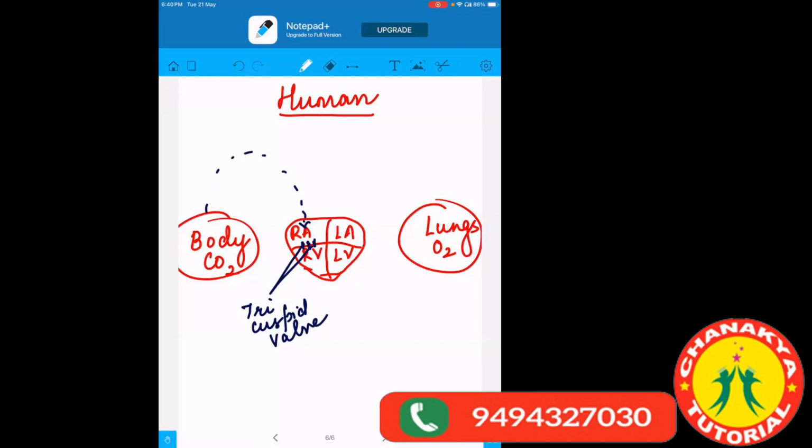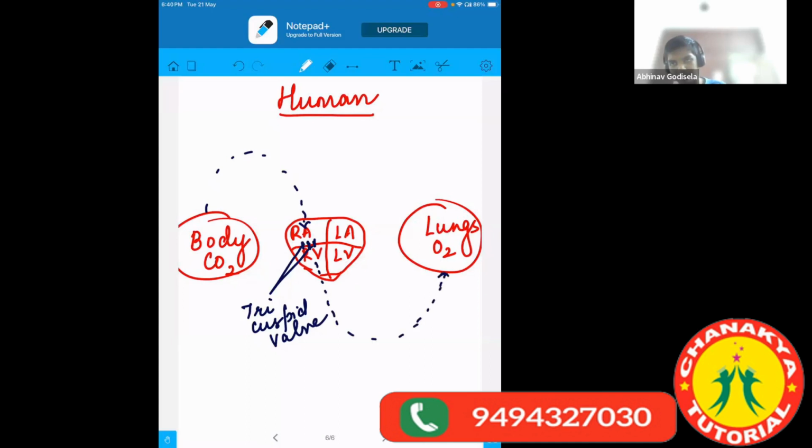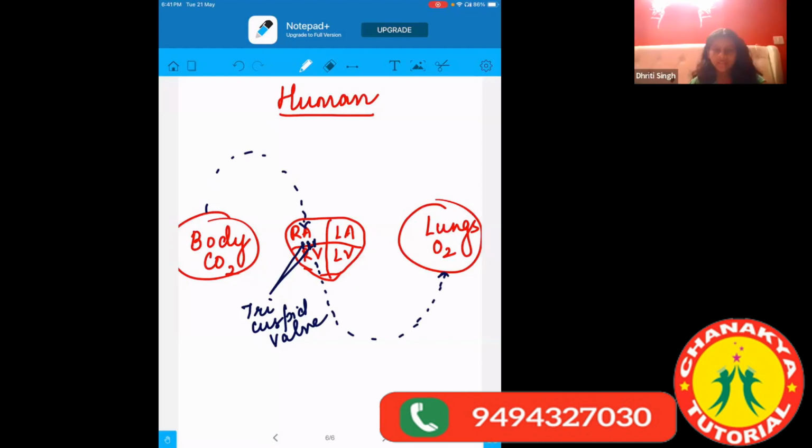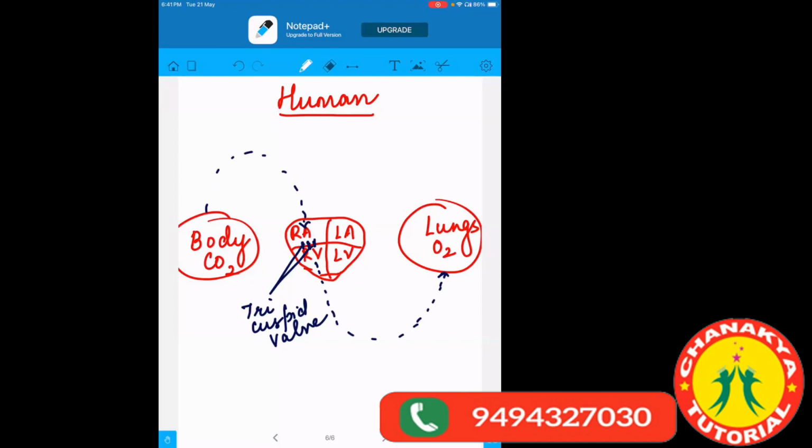Now, once this right ventricle gets full of blood, where will they give it? Lungs, children. Where will they give it? To the lungs. See, from the body, they have given to the right auricle. Once the right auricle was full of blood, through the tricuspid valve, it reaches the right ventricle. Once the right ventricle got full of blood, now they have given it to the lungs.